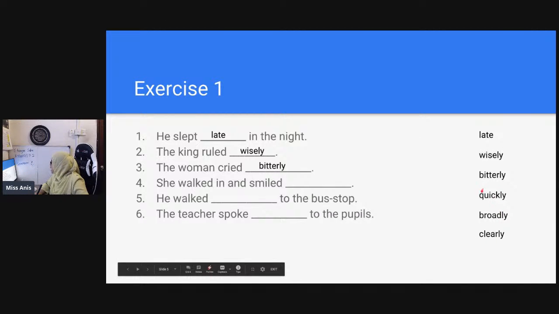Okay, so here either quickly or broadly. Now, I would say quickly pun betul, broadly pun betul. Dua-dua pun boleh sebab tiba-tiba dia masuk dan dia smile quickly lah kan. Tapi kena ada banyak lagi konteks sikit kot, ataupun adverb, ataupun nak bagi terangkan lagi. So I think here, paling elok nak letak ialah yang broadly punya.